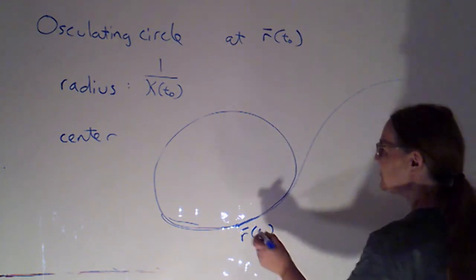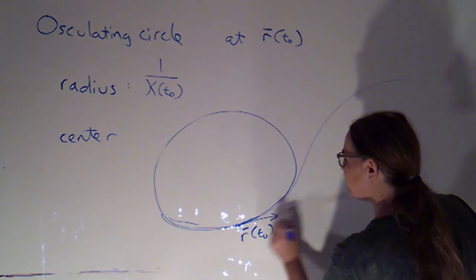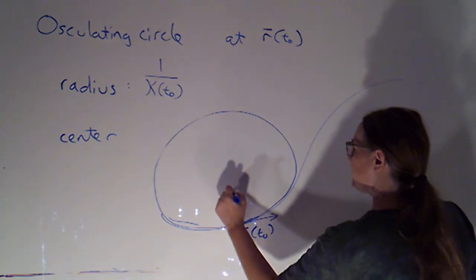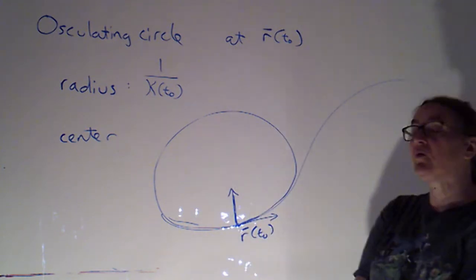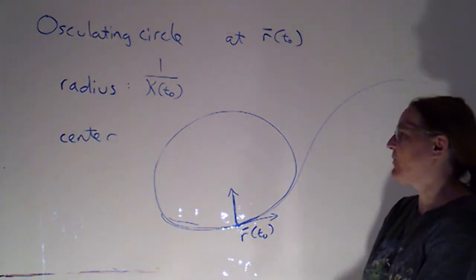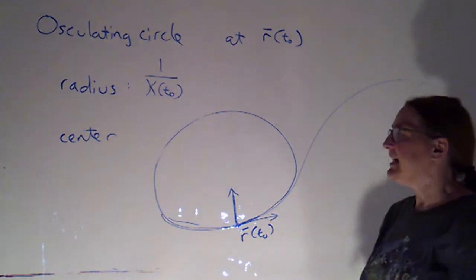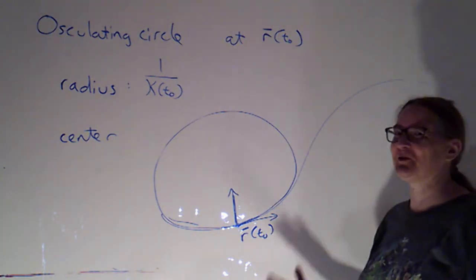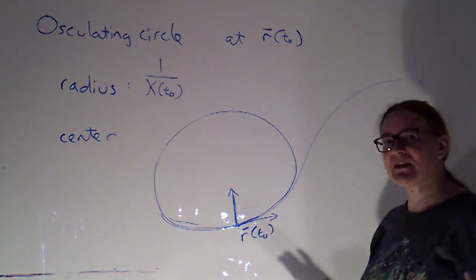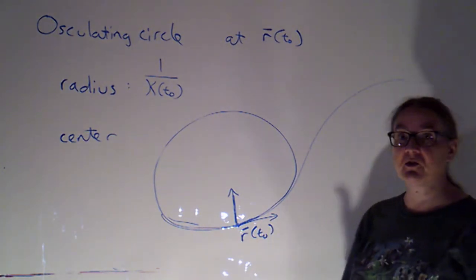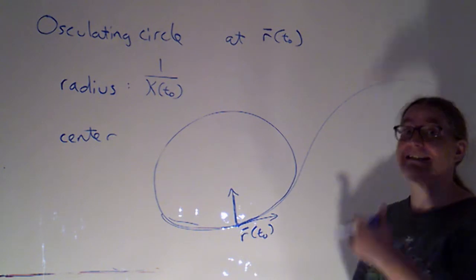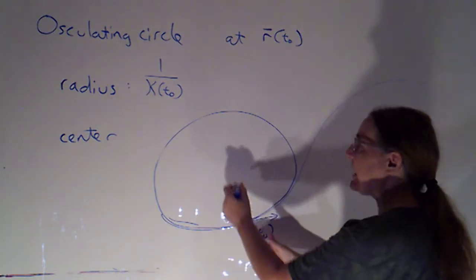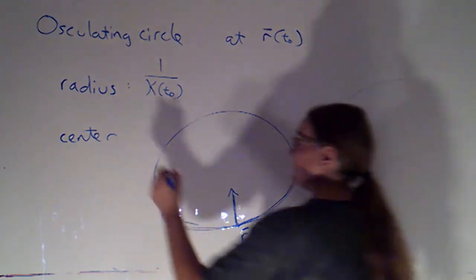Here's where I'm going to take advantage of the fact that if this is my unit tangent vector, in 2 space, the unit normal vector always points to the concave side. Now in 3 space, the concave side is not particularly well defined. But in 3 space, the osculating circle will lie in the Tn plane. And so we want to go in the direction of n.